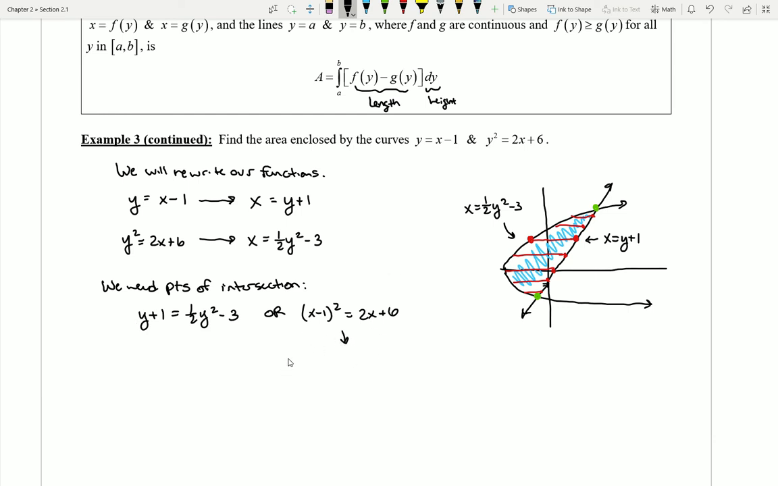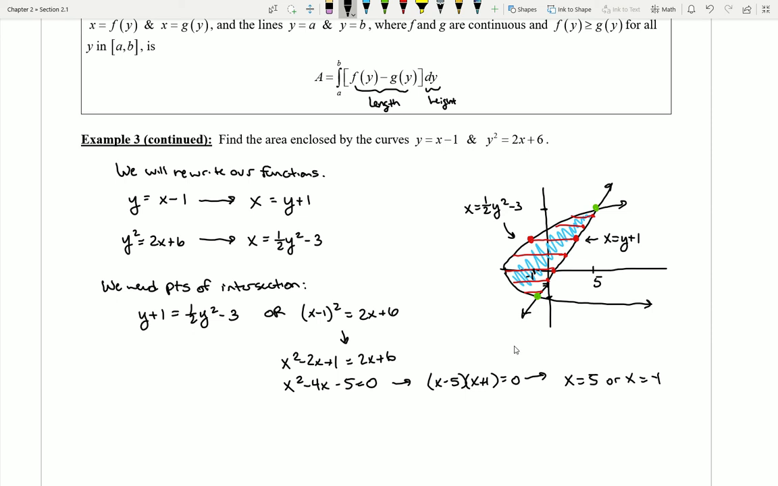Working on this one here, I'm going to get x squared minus 2x plus 1 equals 2x plus 6. That gives me x squared minus 4x minus 5 equal to 0. From here, that's x minus 5 and x plus 1. And so x could be equal to 5, or x could be equal to negative 1. In fact, that seems to jive with the picture. I have an x value of negative 1 above my green point, and an x value of 5 occurring below this other green point.